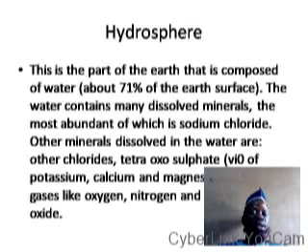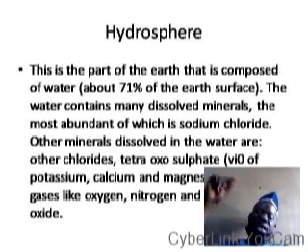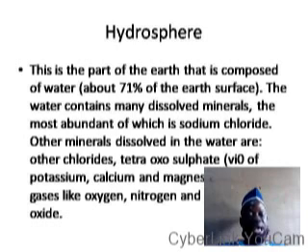And the water contains mostly dissolved minerals, and please take note of this, the most abundant dissolved mineral in our water is sodium chloride. Sodium chloride is the most abundant mineral in hydrosphere, that is the Earth's water. Even though there are other minerals that are dissolved, like we have other chlorides. Magnesium chloride is there, calcium chloride is there, and some other chlorides like that.